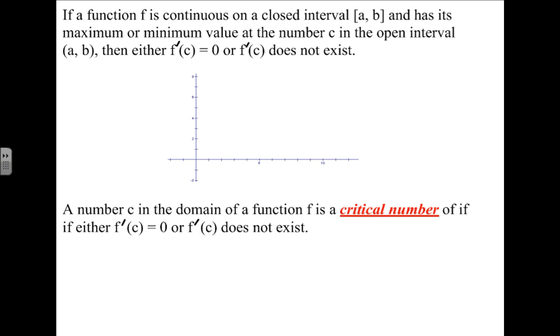If a function is continuous on a closed interval and has its max or minimum value at number c, then what is true? Right. So either the derivative doesn't exist or it equals 0, if it doesn't happen at the endpoints. That number c is known as a critical number. The critical number has to come from the domain of the function.